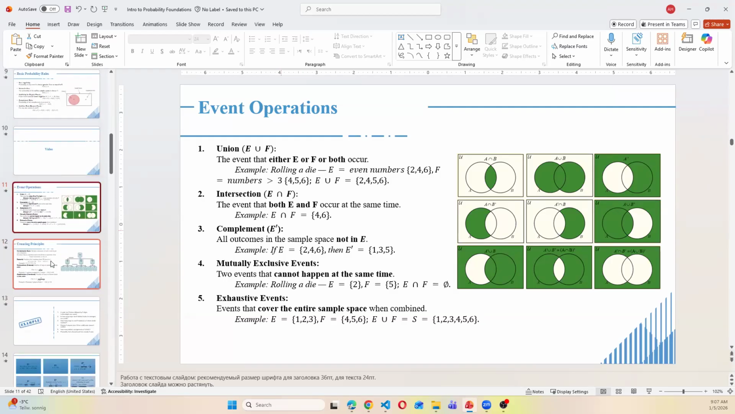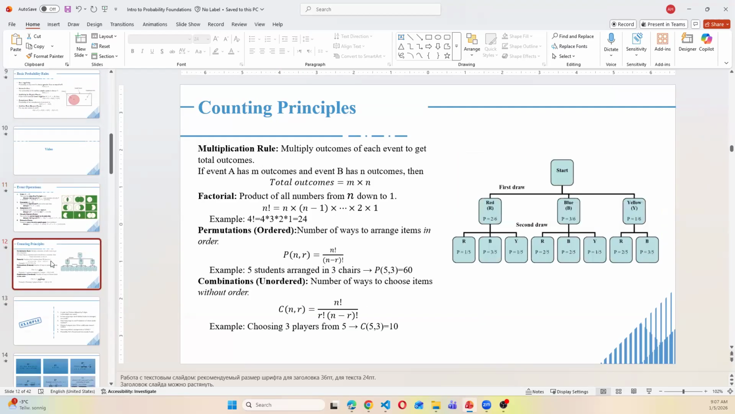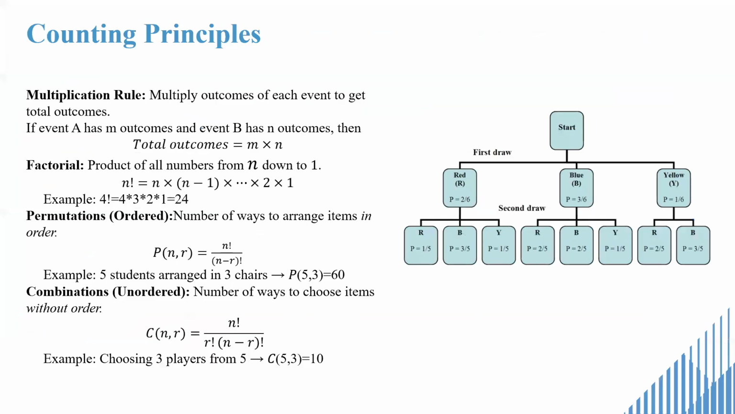That's perfect. So today we will cover counting principles, and we should see how it works. We have the multiplication rule: multiply the outcomes of each event to get total outcomes. If event A has m outcomes and event B has n outcomes, then the total is m times n. For example, how many ways can you wear three shirts and two pants? If you have three shirts, m is equal to 3 and pants is equal to 2, so you can say 3 multiplied by 2. So in 6 ways you can wear them.